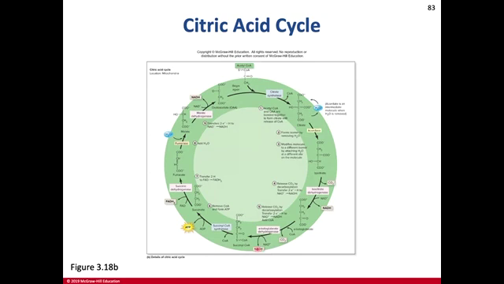Then we strip off the CoA. That allows us enough energy to make an ATP. The succinate gets oxidized. The FAD gets reduced. We generate fumarate. We add a water molecule to form malate. We now are going to reduce an NAD to make NADH, and oxaloacetate reappears at the top of the cycle.